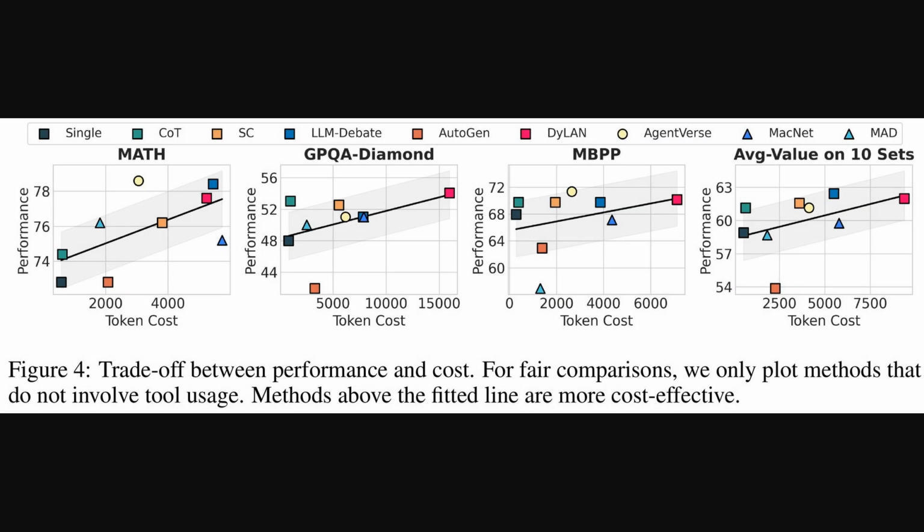So beyond just how you measure success, another huge factor is the cost. These next plots show that trade-off with performance on the vertical axis and what's called token cost on the horizontal axis. Token cost is basically a measure of how much text the model has to process, which directly relates to the computational expense. Each of these 4 plots represents a different benchmark, like MATH or GPQA-Diamond. The line shows the average trend, and any method plotted above that line is considered more cost-effective, giving you better performance for a given cost.